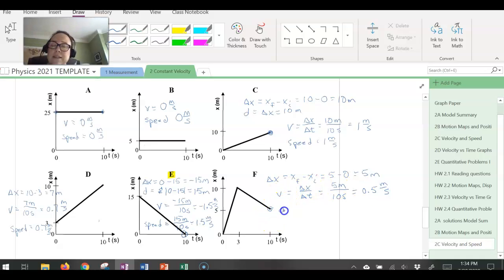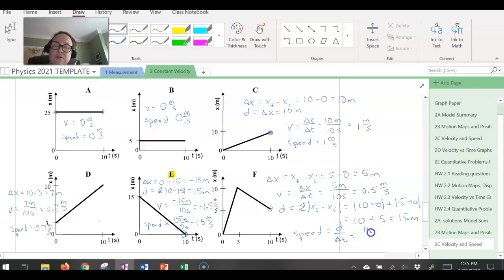But now we need to find the distance if we're going to find the speed. So the distance is the sum of the absolute values of the individual displacements for each part of the trip. So for the first part of the trip, it moved from 0 to 10. In the second part of the trip, it moved from 10 to 5. In other words, we moved 10 meters in the positive direction and then moved 5 meters in the negative direction, so the distance was 15 meters. Therefore, the speed is the distance divided by time, that is 15 meters divided by 10 seconds, or 1.5 meters per second. So again, we had a situation where the velocity and speed are different.